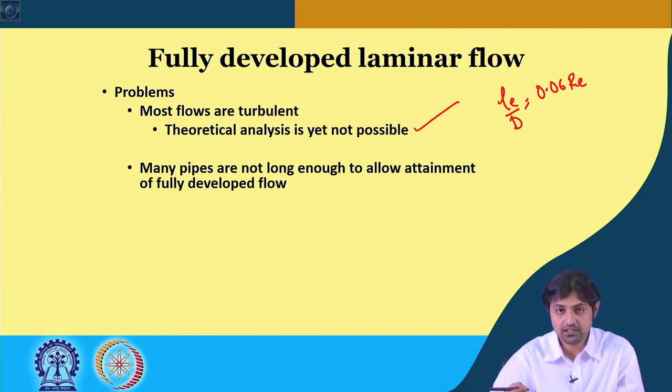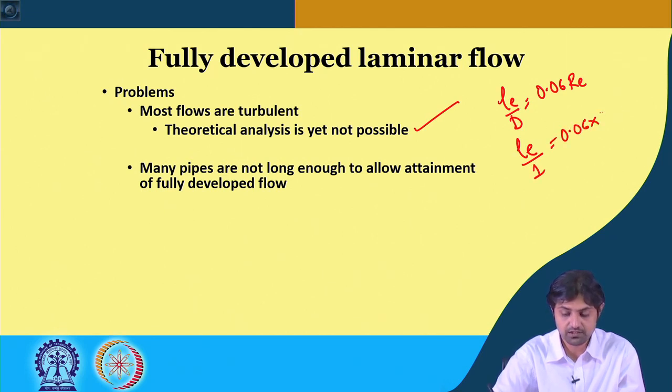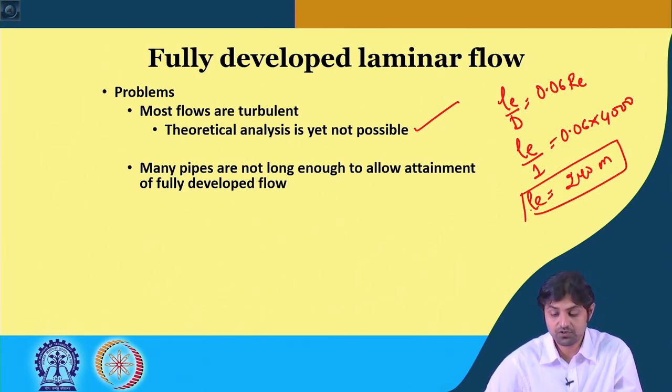In case of, let us say, a Reynolds number of 4000, which is pretty common, and a diameter of the pipe of, let us say, 1 meter, LE is 0.06 into 4000, so LE becomes 240 meters. So the entrance length region is 240 meters for a pipe of diameter 1 and Reynolds number of 4000. Even if the Reynolds number is 1000, it will require at least 60 meters length pipe.